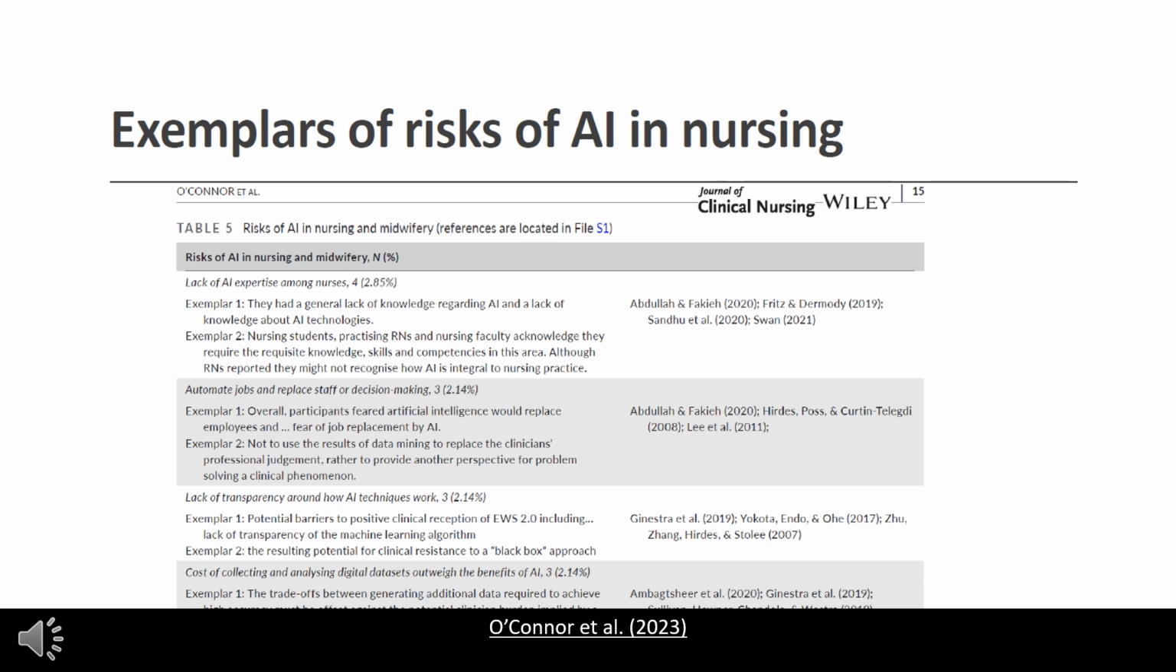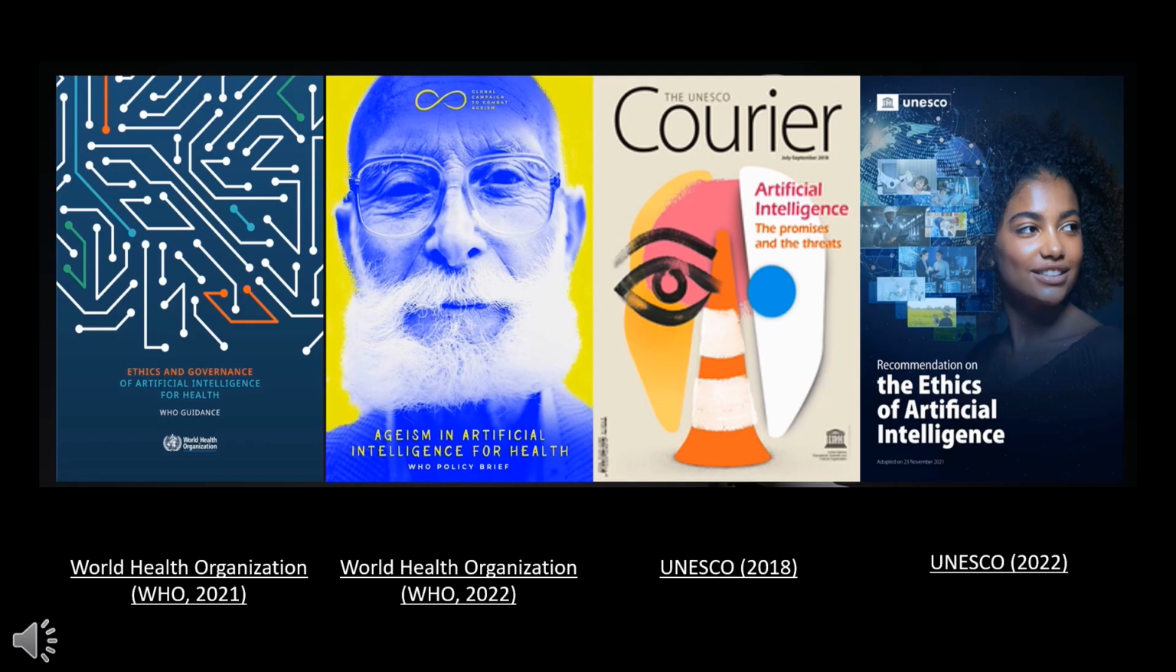As our systematic review didn't cover all the limitations and risks of artificial intelligence, there are some good reports from the World Health Organization, the United Nations and other agencies that go into a lot of detail about the ethical and governance issues to do with AI. And I've added some of them on the slide.